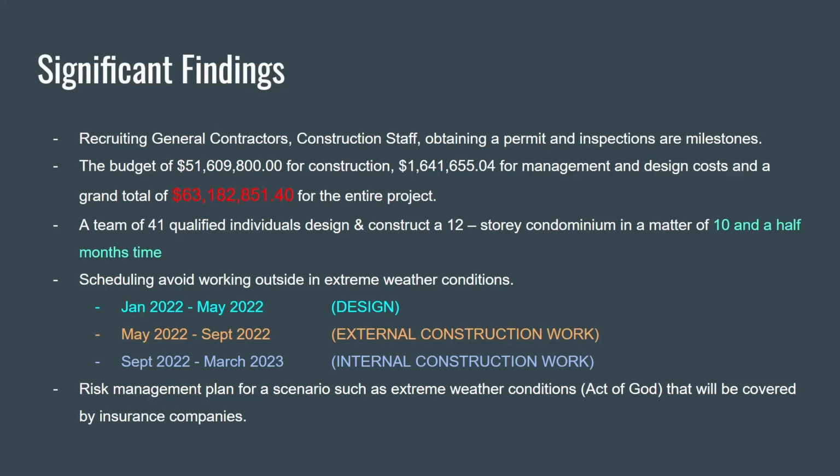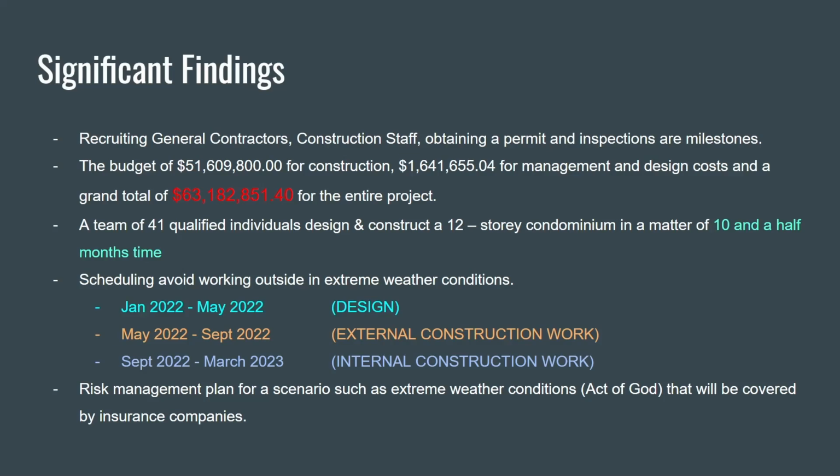Another significant finding is the scheduling to avoid extreme outside weather conditions, especially in the winter time. If you look closely, the design aspect goes from January to May of 2022, which is all work that can be done indoors, the design phase. The construction phase, external work, starts in May and ends in September. Most of the time it would be summer.